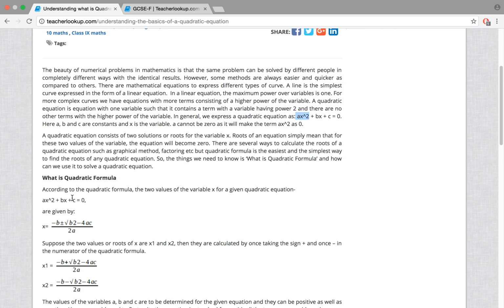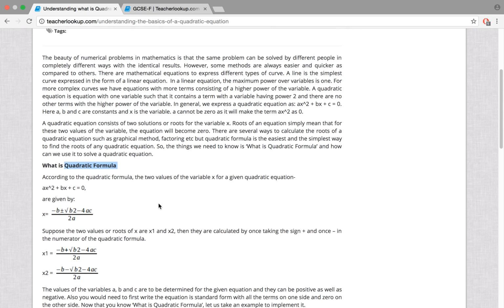Next, let's show you how to use the quadratic formula to solve a quadratic equation. This is the quadratic formula: x equals minus b plus or minus the square root of b squared minus 4ac, and this is all in the square root, and this is b squared, not b2, it's b squared, all over 2a.